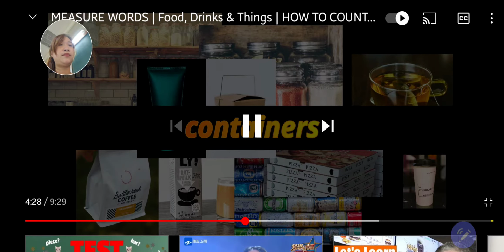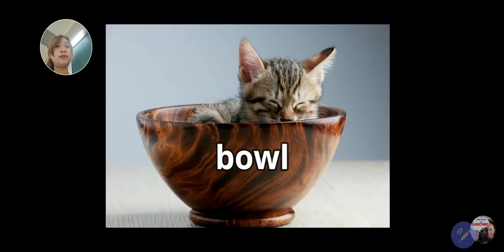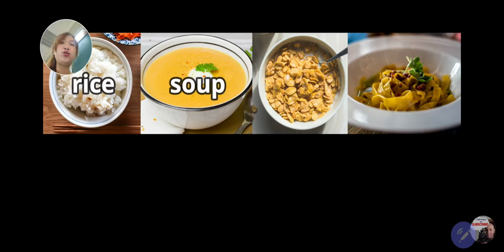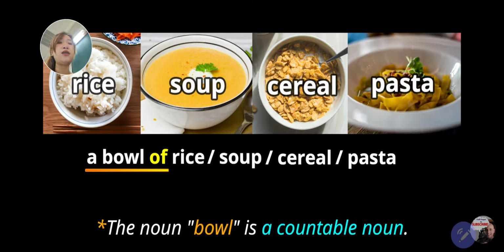Containers? Well, we can count containers. So a very common container is a bowl. So let's begin by using bowl and see what we can count with a bowl. Four very common uncountable food nouns are rice, soup, cereal, and pasta. And all of these can be counted by using a bowl. We say a bowl of rice, or soup, or cereal, or pasta, or we can say bowls. We can count the bowls, right?